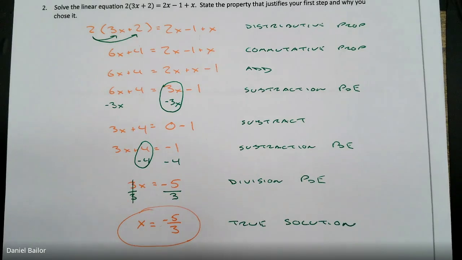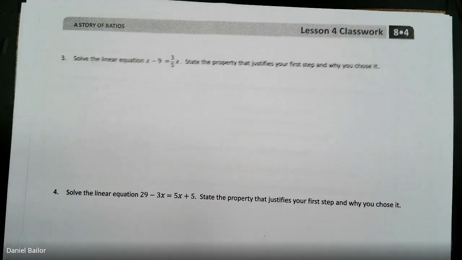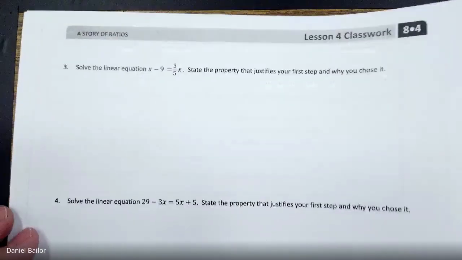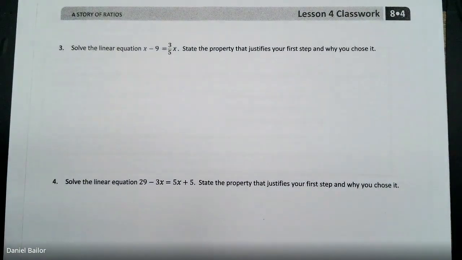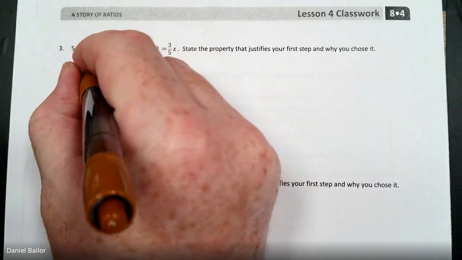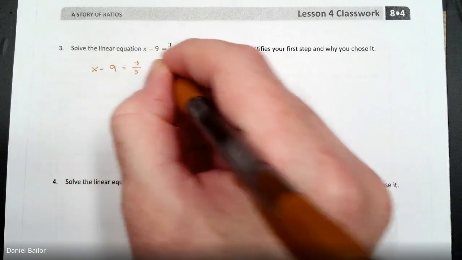Let's move on to another exercise. Page 30 has exercise 3. Here we go. Solve the linear equation x minus 9 equals 3/5 x. State the property that justifies your first step and why you chose it. So it's the same thing. I'm going to start with writing the equation. X minus 9 equals 3/5 x.